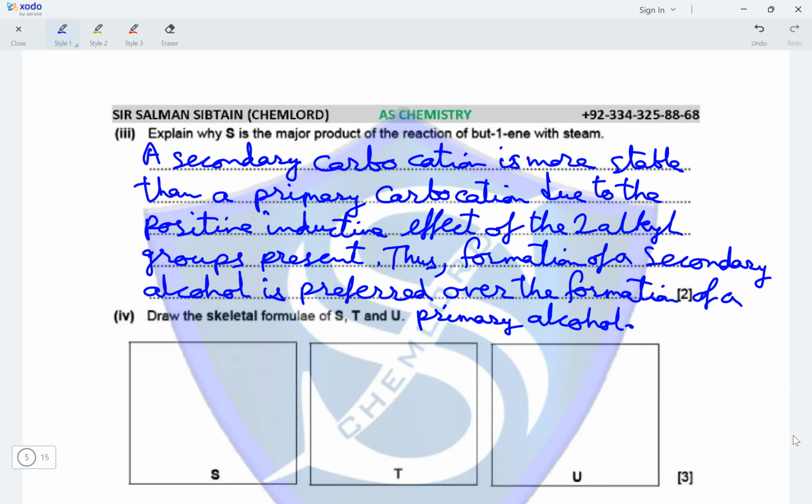So, this is but-1-ene reacting with steam. Here we would have a carbocation attracting the OH negative ion. This is not nucleophilic substitution, this is electrophilic addition. So here the intermediate would be a carbocation and a nucleophile. The nucleophile would be attracted towards the carbocation, and the carbocation has to be stable. So a secondary carbocation having two R groups or two alkyl groups would be more stable, therefore its formation would be preferred.